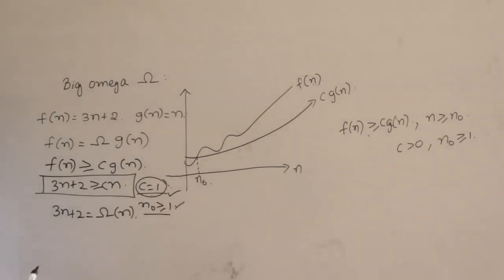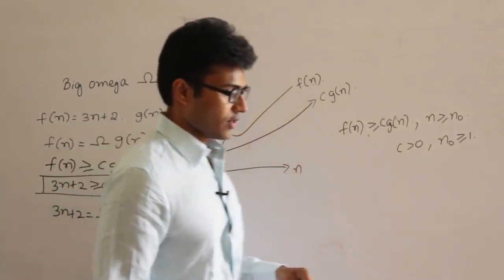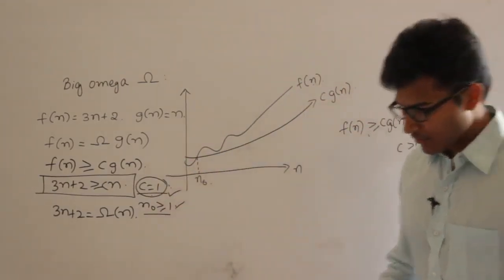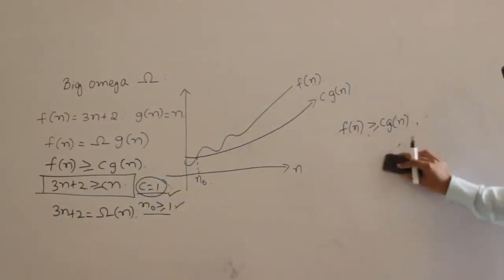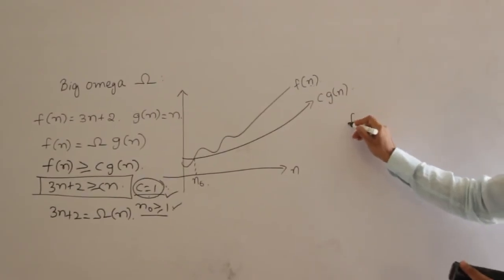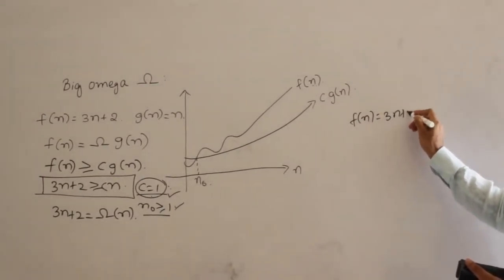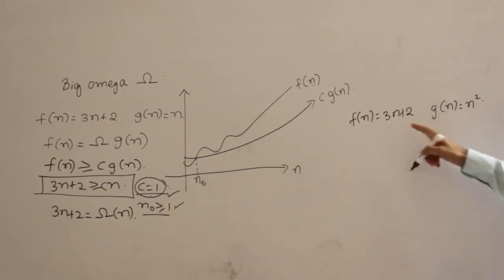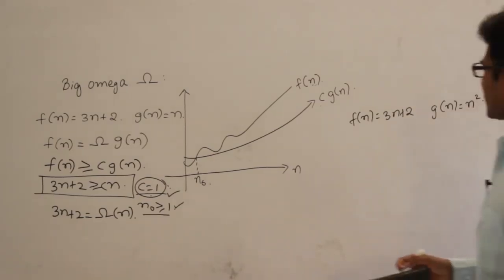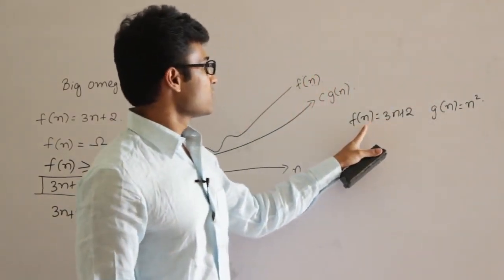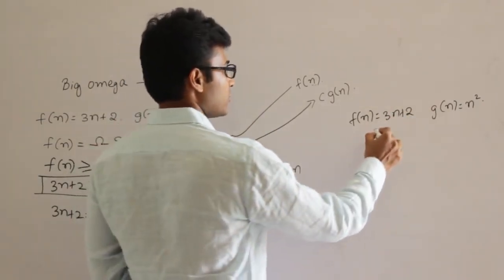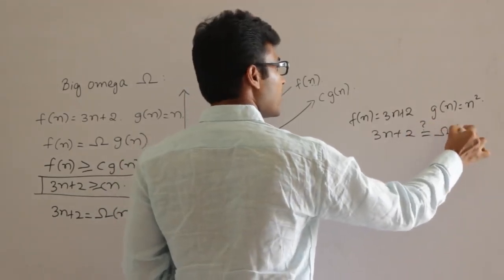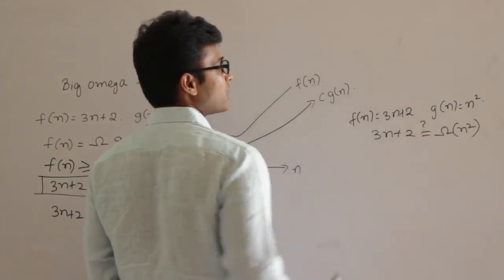Okay, now 3n plus 2 is omega of n, which means 3n plus 2 is lower bounded by n. So can we check, let us say f of n equal to 3n plus 2 and g of n equal to n square. Can 3n plus 2 be lower bounded by n square? Just check this. If 3n plus 2 has to be omega of n square, we are not sure, that is why I am writing it with a question mark.